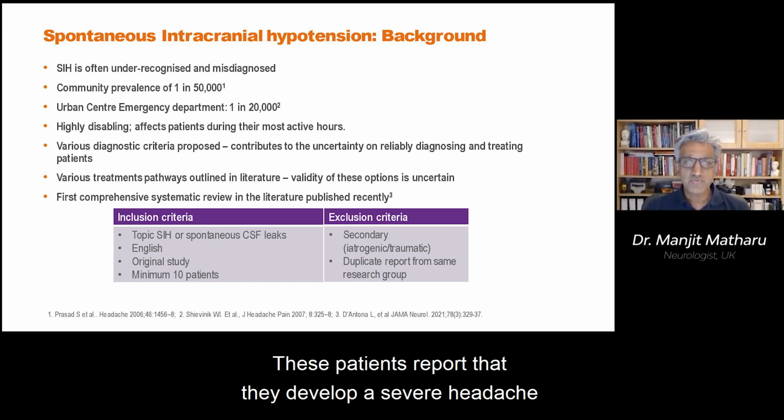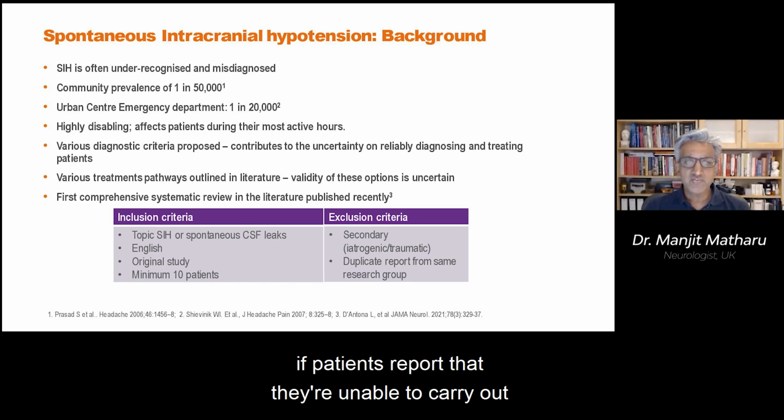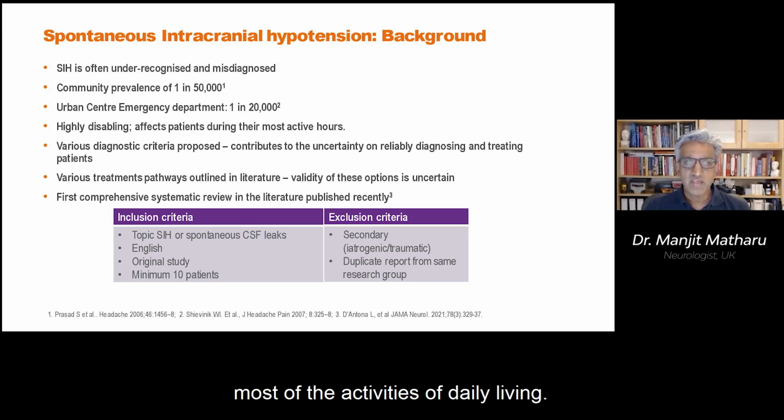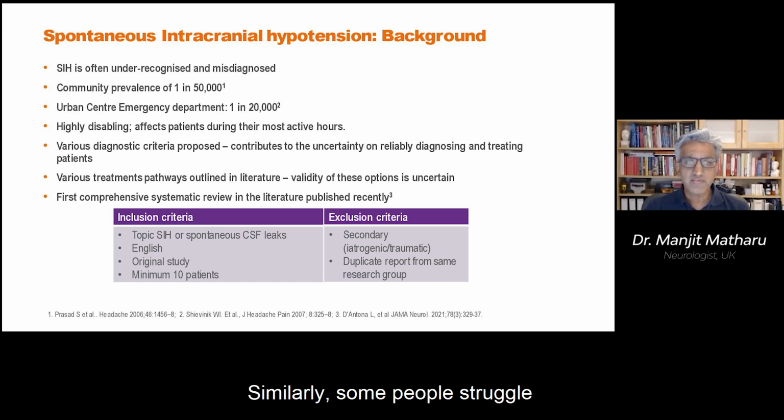These patients report that they develop a severe headache within a few minutes of being upright. In those scenarios, it is understandable if patients report that they are unable to carry out most of the activities of daily living. Very many of the patients I've looked after will report to me that they're unable to cook their own meals as they develop a severe headache very quickly. Similarly, some people struggle to even have a bath or a shower.